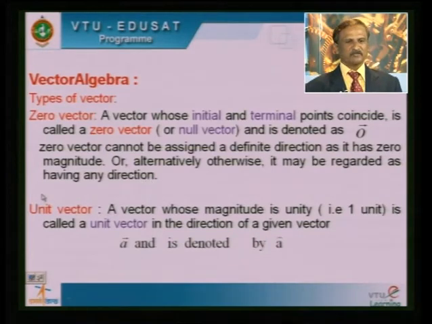In a similar way you can define a unit vector: a vector whose magnitude is unity, unity meaning 1 or 1 unit, is called a unit vector. The unit vector in the direction of a given vector a is denoted by a hat. It is understood that if you write a hat, it is a unit vector.